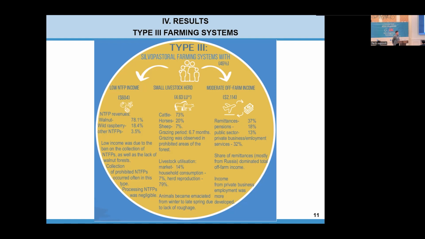Walnut was collected mainly in the neighboring forest in the Aflatun forest unit. The farmers, or members of the farm household, went to the neighboring village and were hired to collect the walnuts mainly. The income from other NTFPs like wild raspberry and mushrooms was a little bit higher in comparison to other farm types.